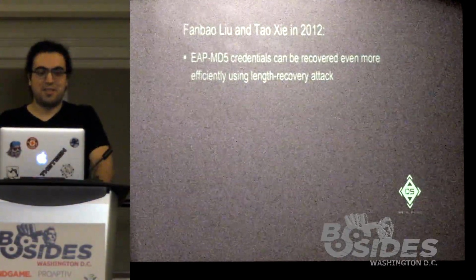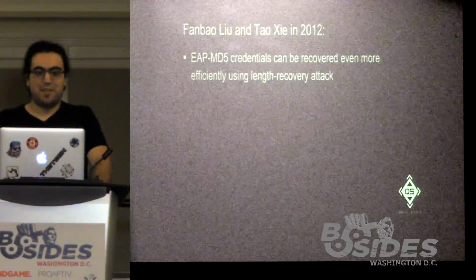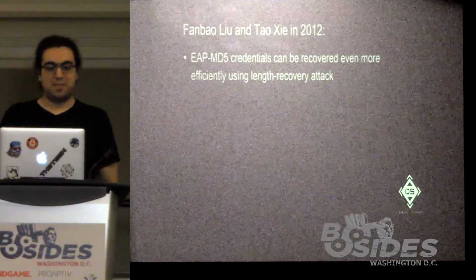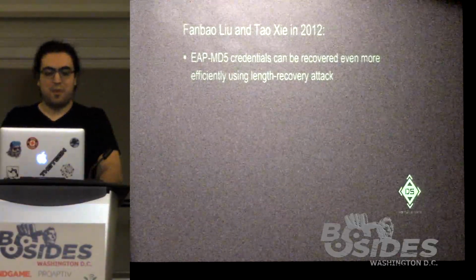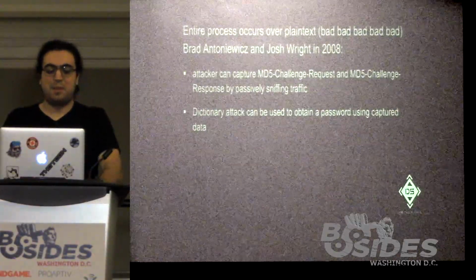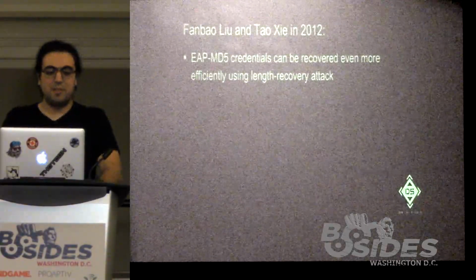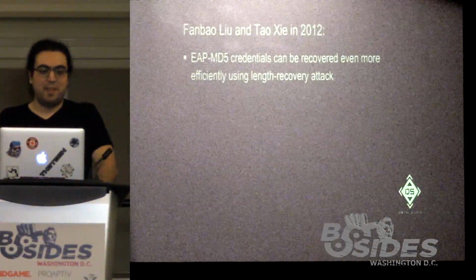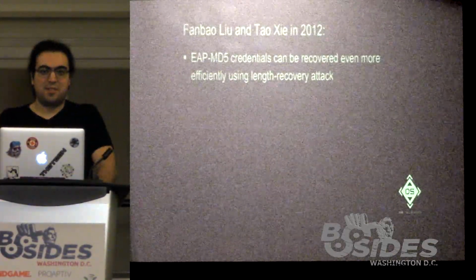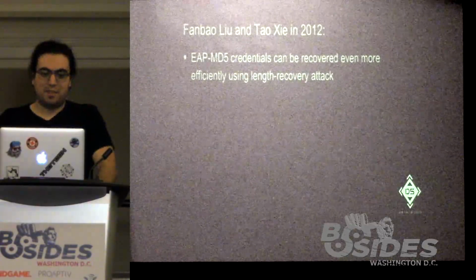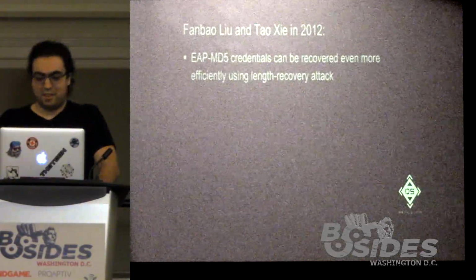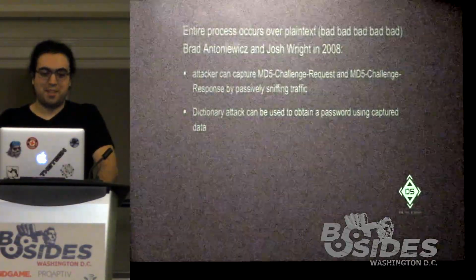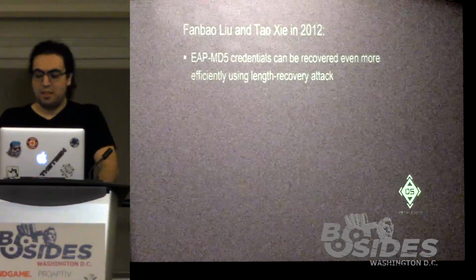It is a dictionary attack, so if you think about it, it's kind of slow. It's not really the fastest attack ever. But the good news is in 2012, four years after the original attacks against EAP-MD5 were released, two researchers named Fanbei Liu and Tao Zi discovered that you could use a length recovery attack to significantly speed up the cracking process for EAP-MD5 hashes. So it's pretty trivial to capture those hashes, and then you can crack them pretty quickly as well.